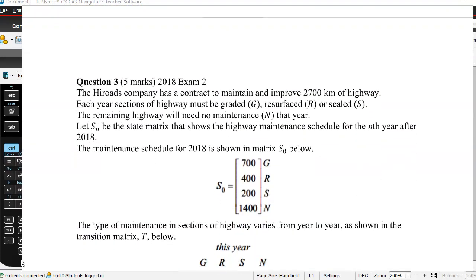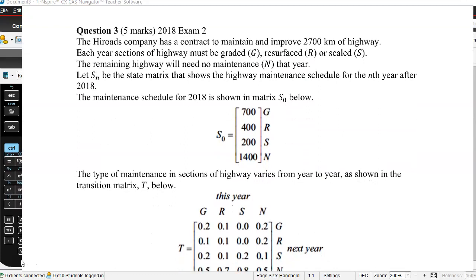So let's look at some examples. This is from the 2018 exam 2, so extended response, question 3. The High Roads Company has a contract to maintain and improve 2,700 kilometres of highway. Each year, sections of highway must be graded, G, resurfaced, R, or sealed, S. The remaining highway will need no maintenance, N, that year.